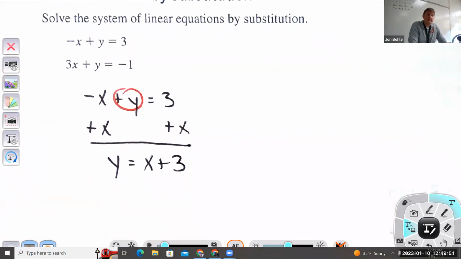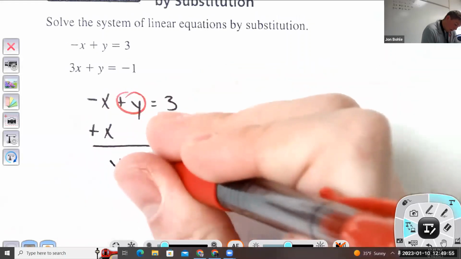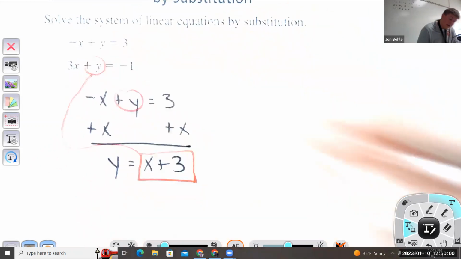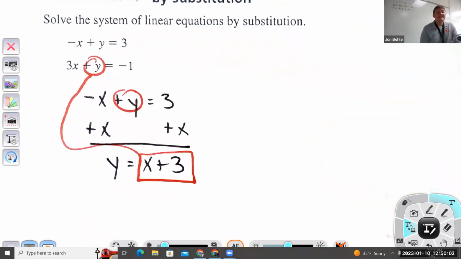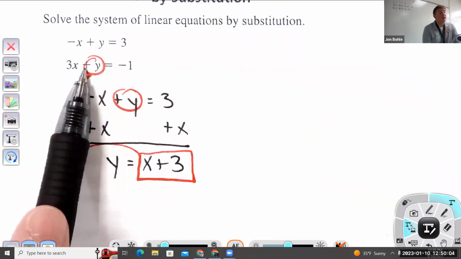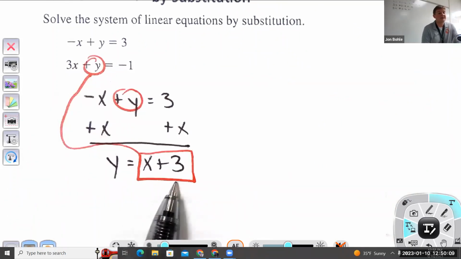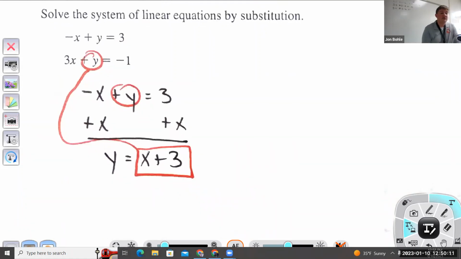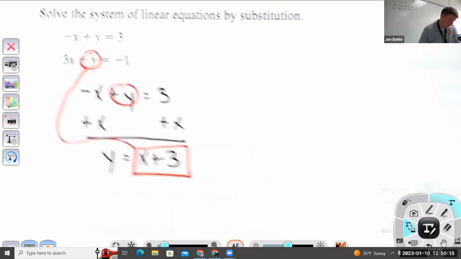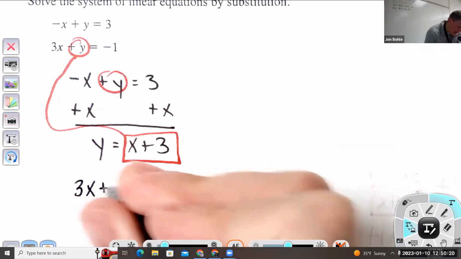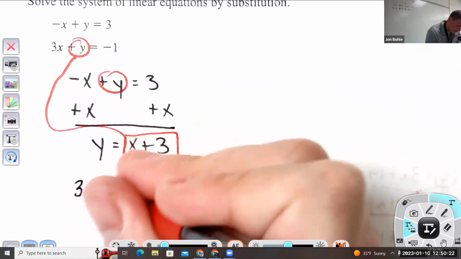Is my y by itself now? Yeah, sure is. So now I can take what y is equal to, and I can replace the y right here. Since there's no number multiplied by the y in this problem, I do not have to put parentheses around this. If I had 2y, then I would put parentheses. Since it's just y, no parentheses needed, and it would look like this. 3x plus y, the y is x plus 3.